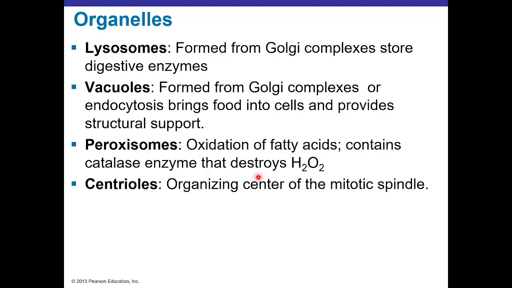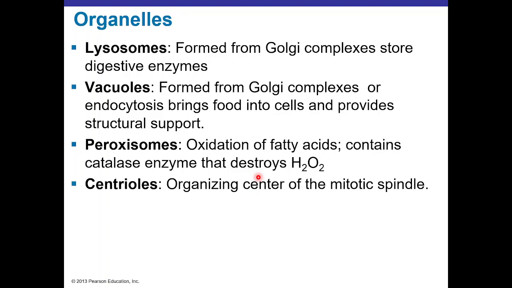Now, small membrane-bound organelles in the eukaryotes are lysosomes, which have digestive enzymes, and vacuoles, that are also important for holding food for the cells and providing structural support. Now, lysosomes and vacuoles are formed within the Golgi complex, and peroxisomes are pouches that have enzymes like catalase, that can break down H2O2, hydrogen peroxide, into water and oxygen to prevent oxygen radical damage. And also peroxisomes can oxidize fatty acids so that we can generate energy out of fats.